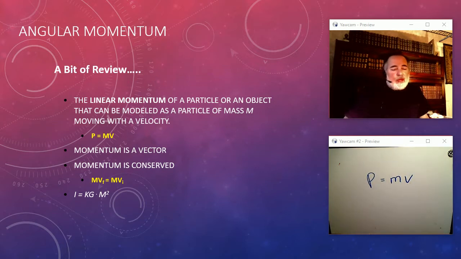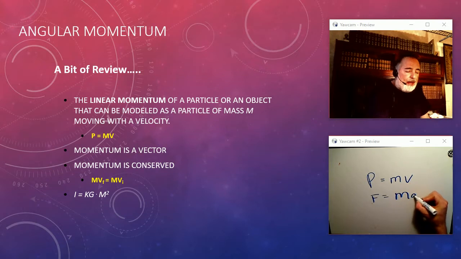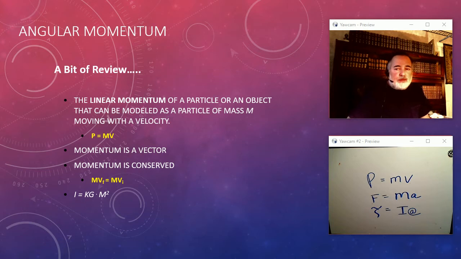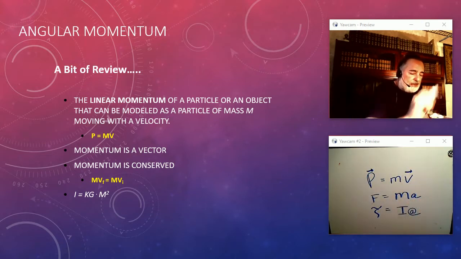And you remember that we have some linear equivalence rotationally. We talked about force being equal to ma, then therefore torque is equal to, rotationally, we have to take into account the geometry, alpha being rads per second squared. Momentum is a vector, of course, so is velocity. Mass is a scalar.